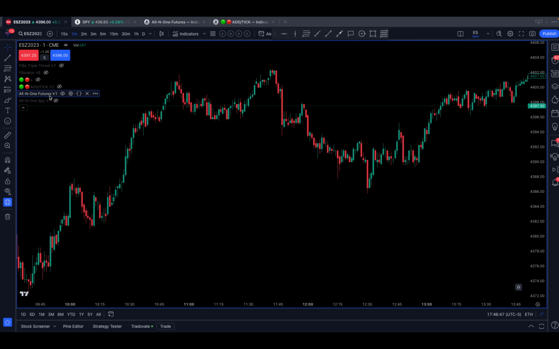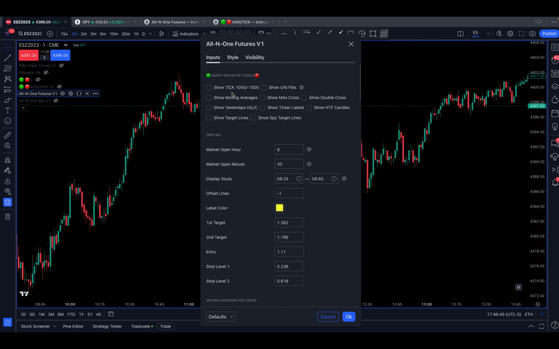So the all-in-one futures, basically when you open it up in inputs, it'll have all the available indicators, so to speak, in this all-in-one right up top to where you could turn it on or off. By default, they're all off. So when you get the indicator and you put it on your chart, it's not going to show anything, because if I put everything on here, it could be a big mess and people will be like, man, that's just too messy. This allows you to pick and choose what you want to be on.